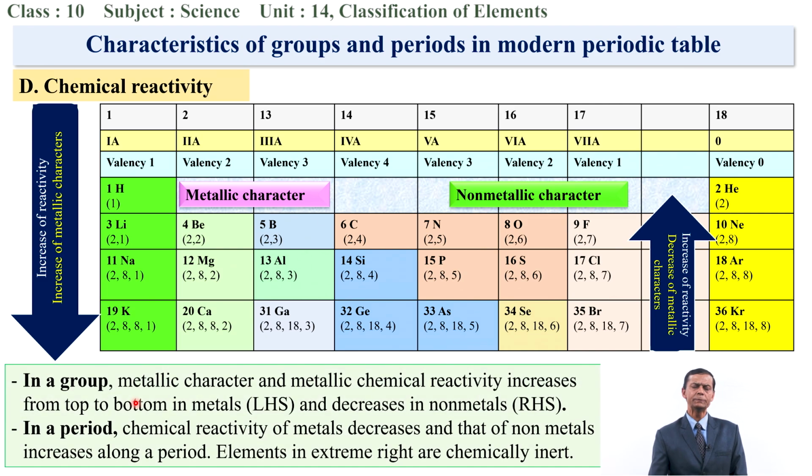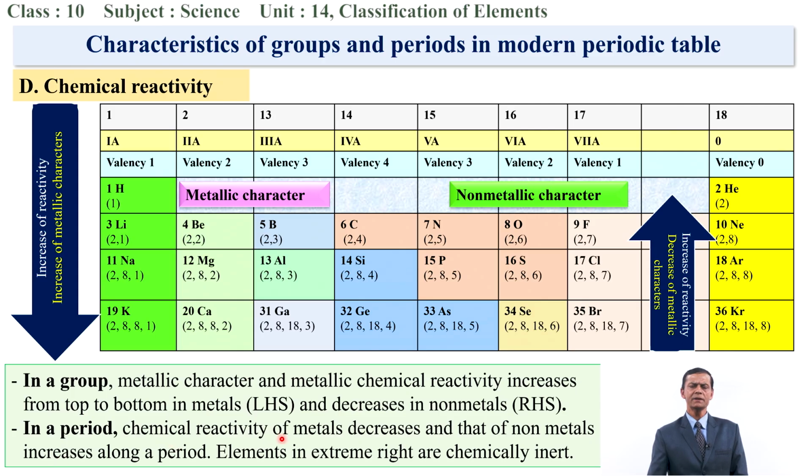So in a group, metallic character and metallic chemical reactivity increase from top to bottom. In metals, that is the left-hand side where metals are placed, reactivity increases, and it decreases in non-metals, which are placed on the right-hand side.